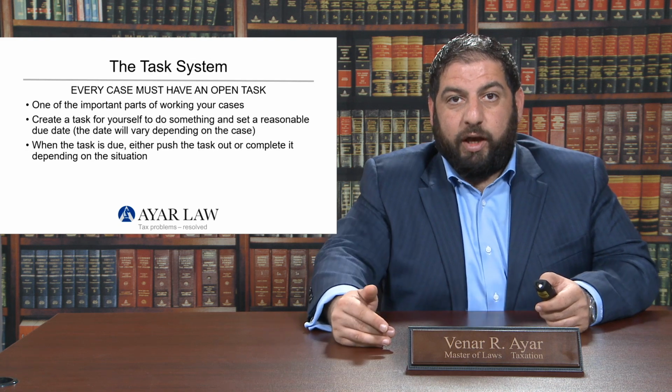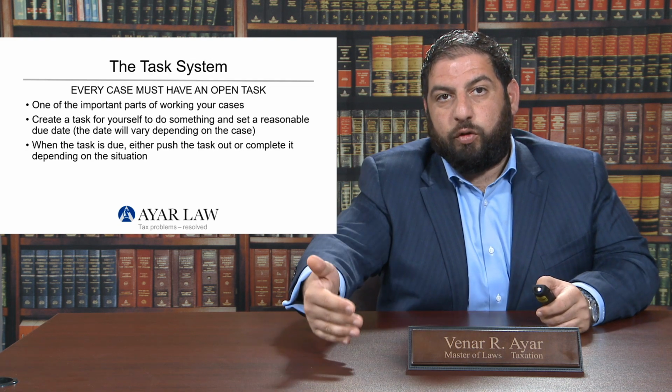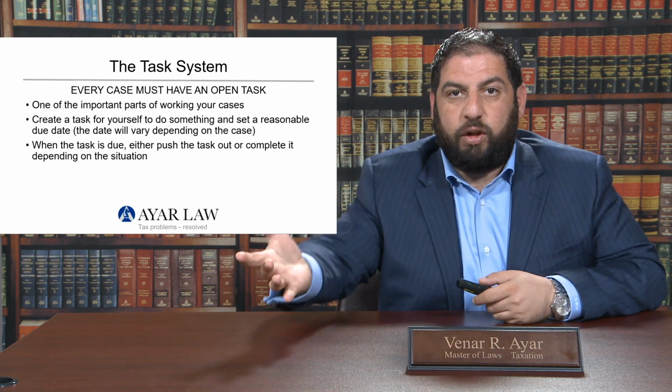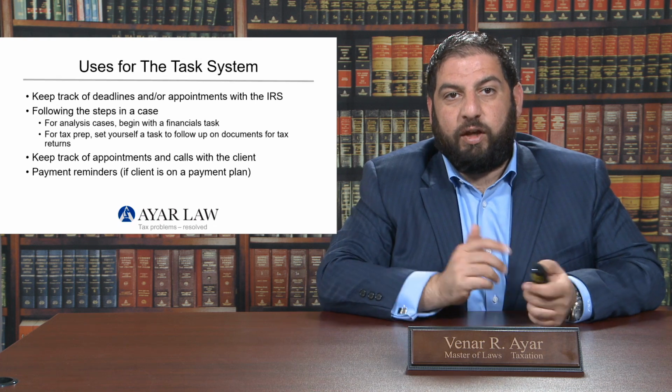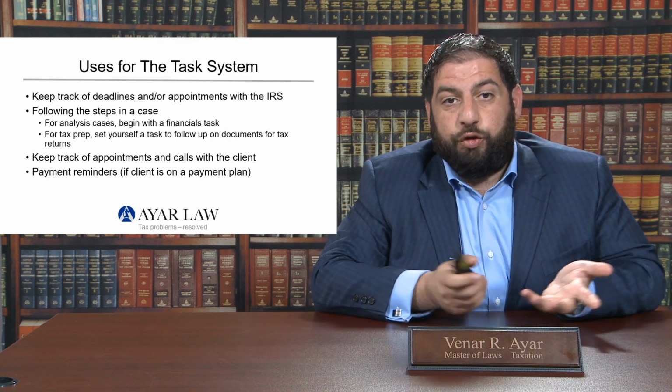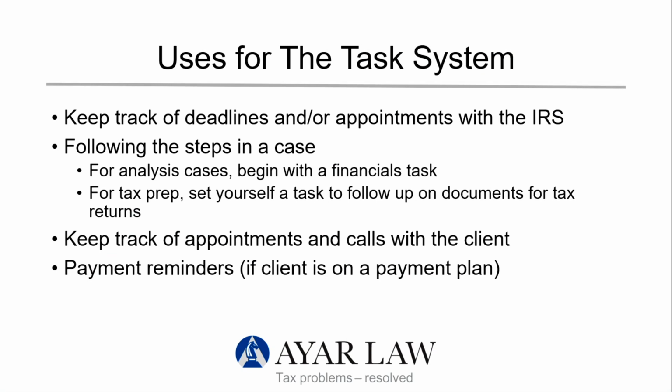Make sure they all have tasks, and then every couple weeks, or every month, you go through the entire list or subsections of the list and double check to make sure everything's in there and everybody has a task and people are doing it. Use it for keeping track of your deadlines, appointments with the IRS, follow up with steps in your case.